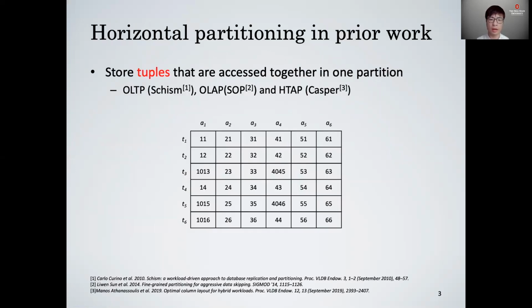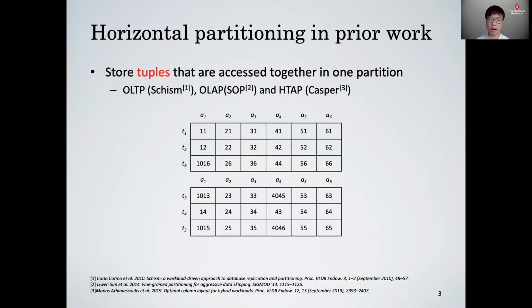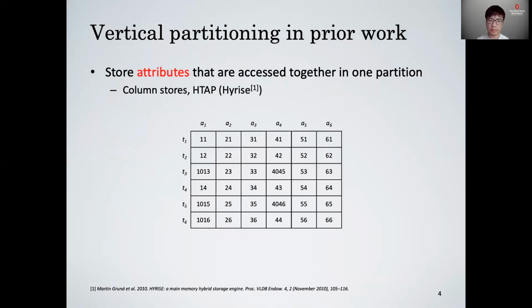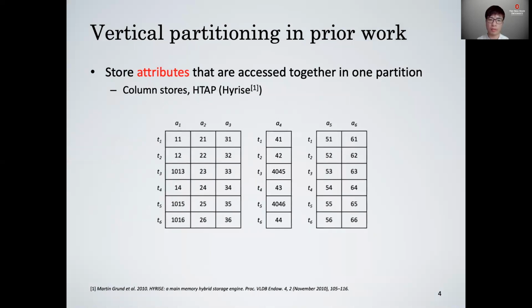There are three table partitioning algorithms in the prior work, which are the horizontal partitioning, vertical partitioning, and hierarchical partitioning. The horizontal partitioning is widely applied in many systems, for example, the OLTP, OLAP, hybrid transactional and analytical processing. The goal here is to store tuples that are accessed together in one horizontal partition. The vertical partitioning stores attributes that are accessed together in one vertical partition. A plain column store is the simplest of vertical partitioning system where a vertical partition stores an attribute.